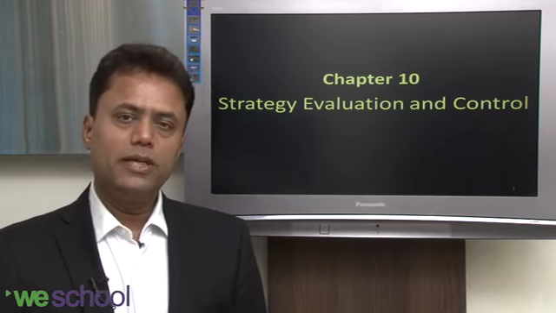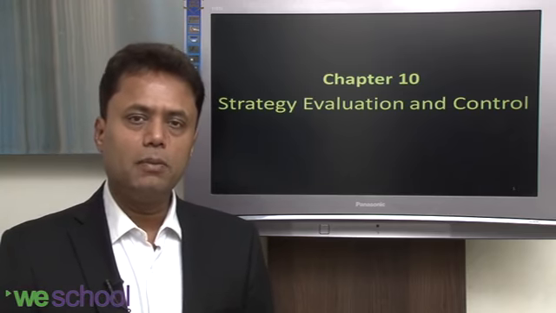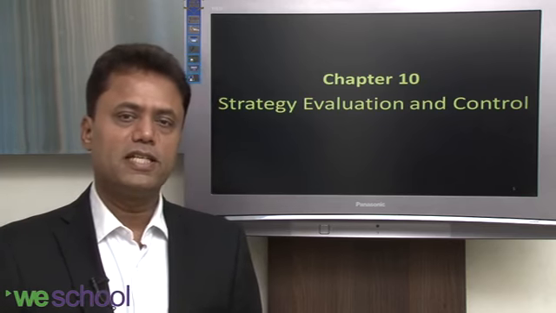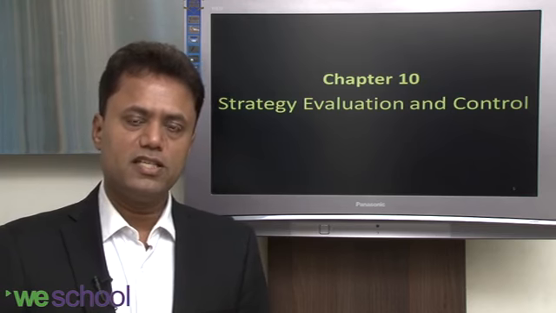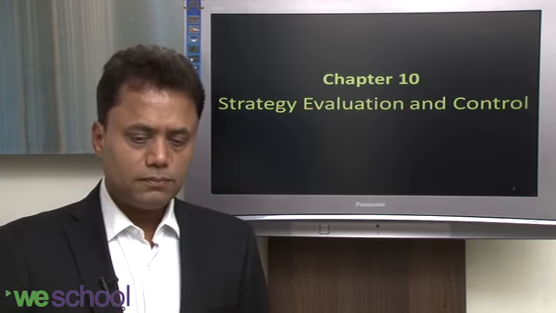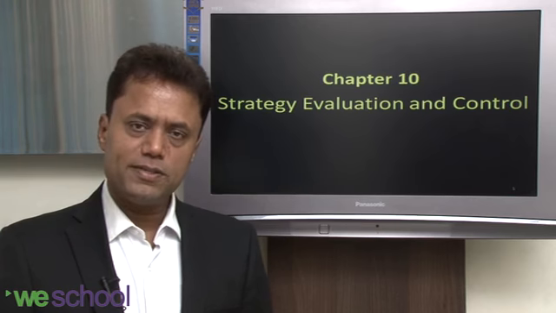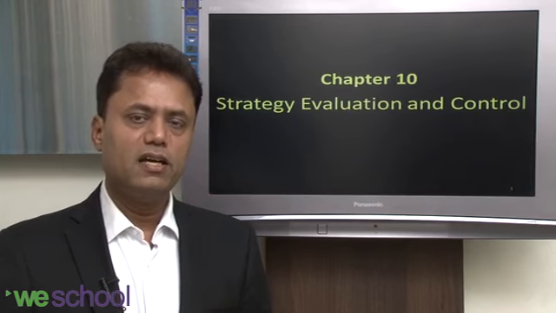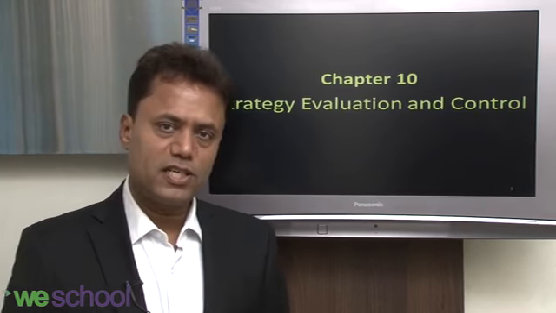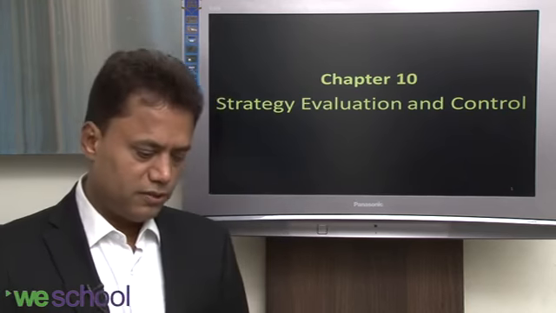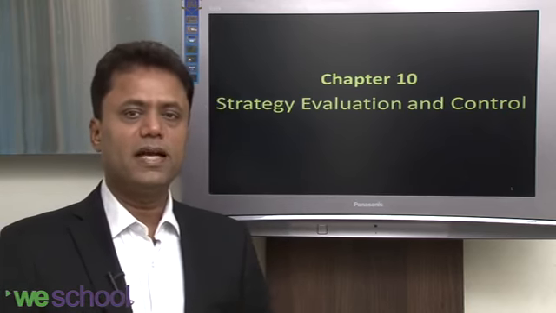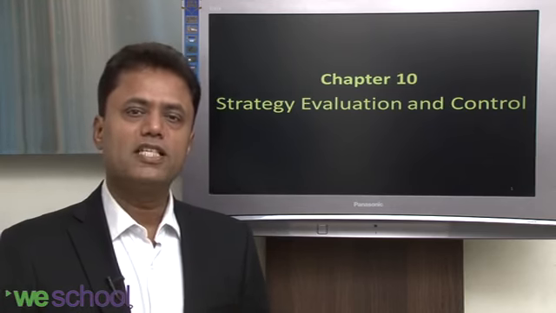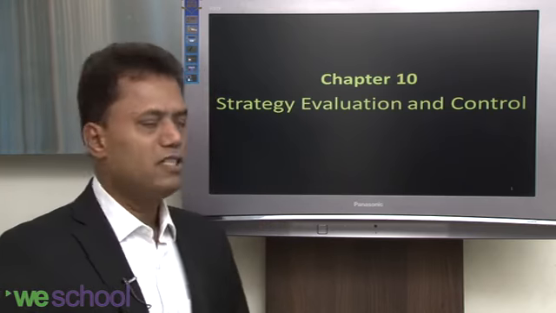In the last chapter we saw in detail the strategy implementation process and how important it is for an organization to succeed in its strategy execution. We also saw the challenges and the approaches organizations can take in designing organization structure and the approach of execution. So having seen that strategy implementation is an important component, we now come to the last component in the strategic management process, strategy evaluation and control.